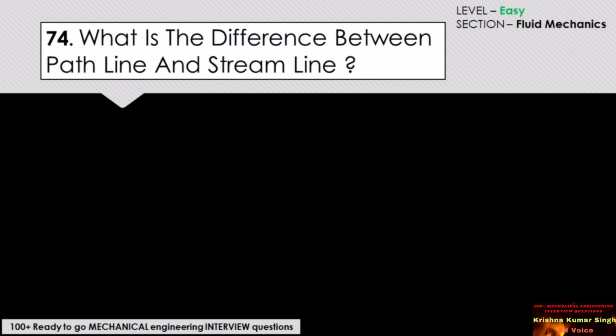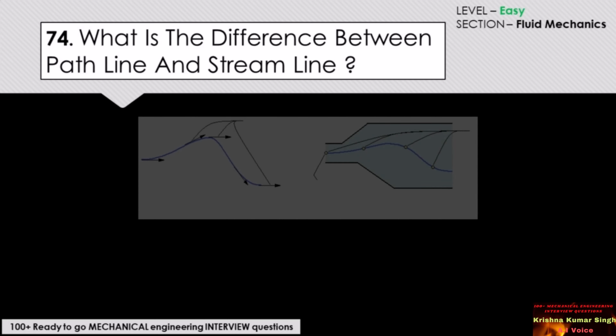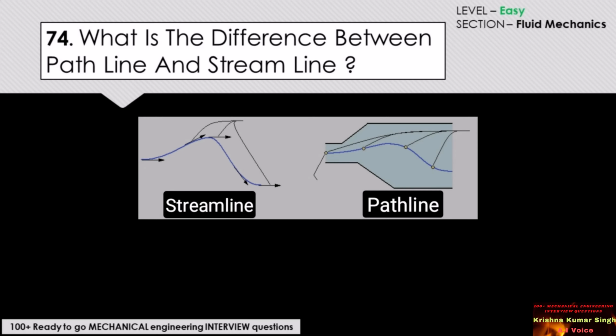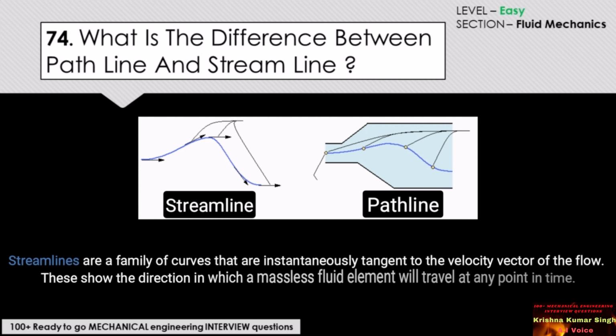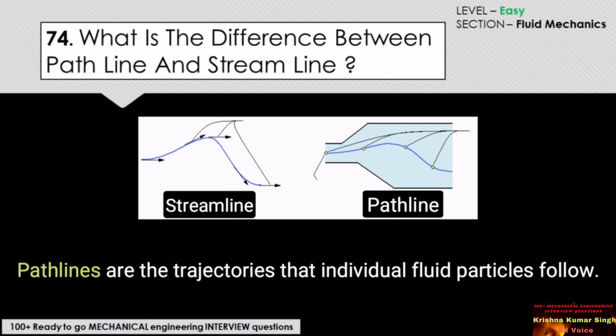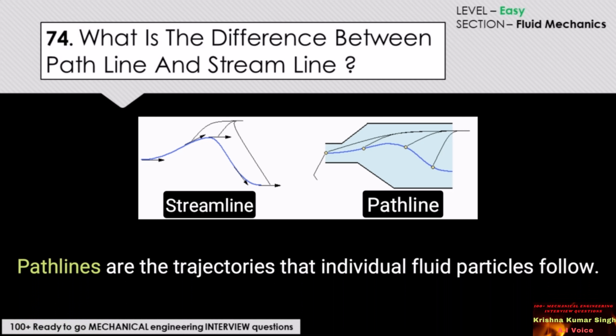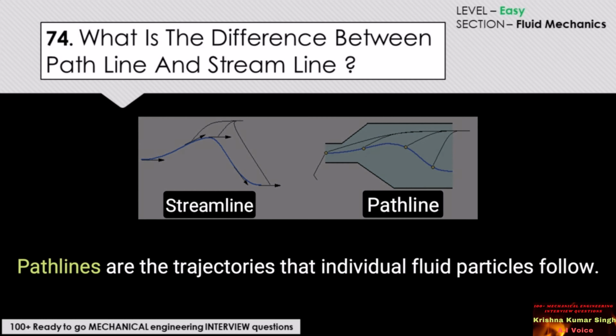What is the difference between path line and streamline? Streamlines are a family of curves that are instantaneously tangent to the velocity vector of the flow. This shows the direction in which a massless fluid element will travel at any point in time, whereas path lines are the trajectories that individual fluid particles flow.